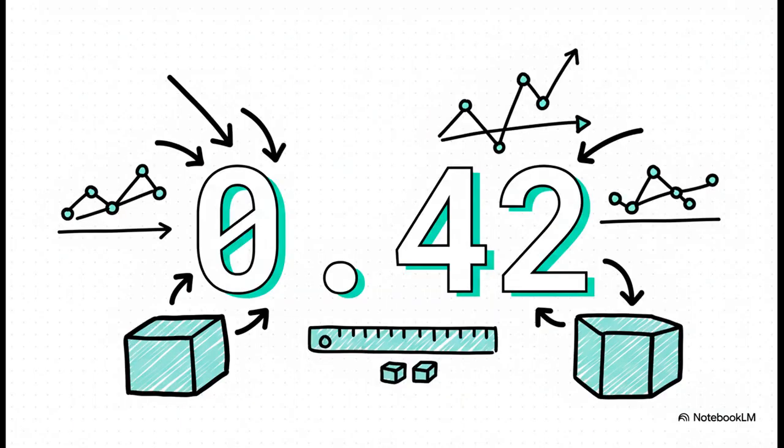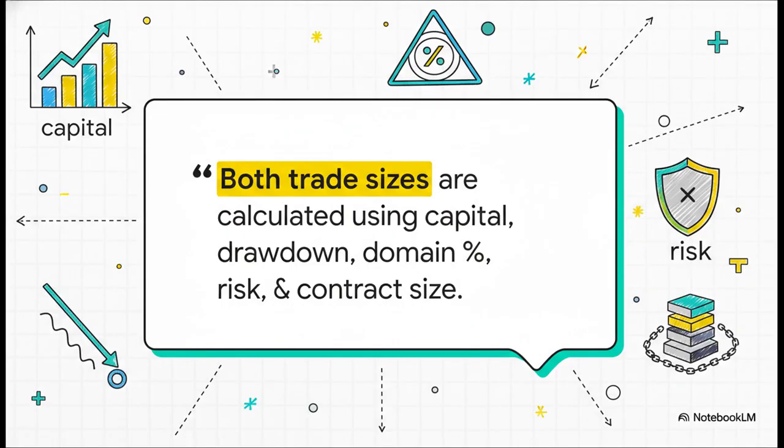So, based on those risk parameters we just looked at, the model calculated a specific trade size, 0.42. And just to be clear, this isn't for one entry. This size applies to each of the two potential entries. The first one at level M, and that secondary one at PC if it were to be triggered. And here's the formal definition of how that's done. Both trade sizes are calculated using the hypothetical capital, the investor's maximum allowed drawdown, the third triangle domain percentage, the risk coefficient, and the contract size.